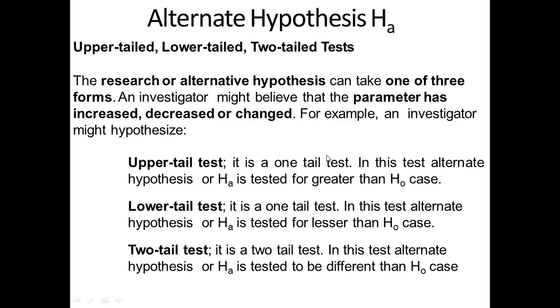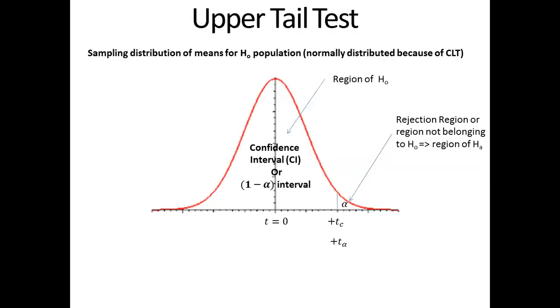In the upper tail test, the alternate hypothesis, which is basically the HA, is tested for the case which is greater than the H naught case. In the lower tail test, which is again a one tail test, HA is tested for the lesser than H naught case, and in the two-tailed test, HA is tested to be different from the H naught case. So let's see all these things pictorially.